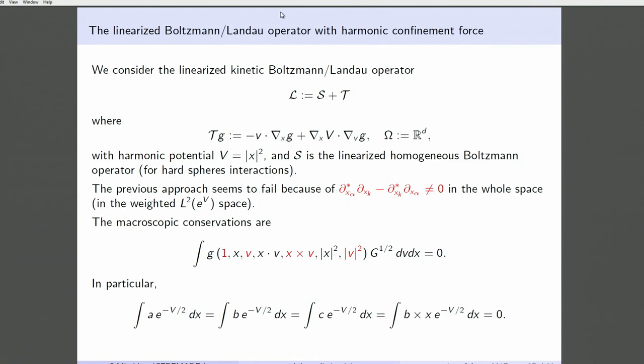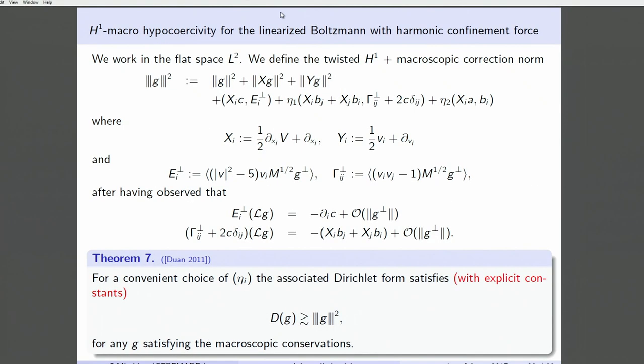Okay, just a word. There is a way to conclude in the case of the linear Boltzmann equation. In fact, it only works for the linear Boltzmann operator, not for the Landau, when V, the potential, is the harmonic potential, x squared. The idea, written by Duan, is to mix some H1 estimates with a macroscopic contribution here. It's a bit technical.